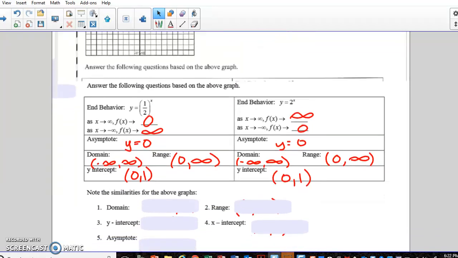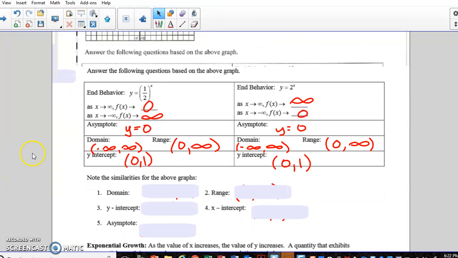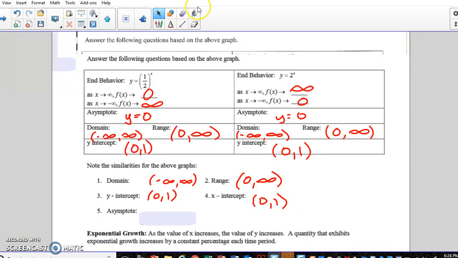Great. So, what were the similarities that you see in these graphs? Well, they have the same domain, they have the same range, their y-intercept was the same, right? Because they were all to the 0th power. Their x-intercept, this is actually an error. There was none. There wasn't an x-intercept, right? And what about their asymptote? Well, we see that they both had a horizontal asymptote of y is equal to 0.